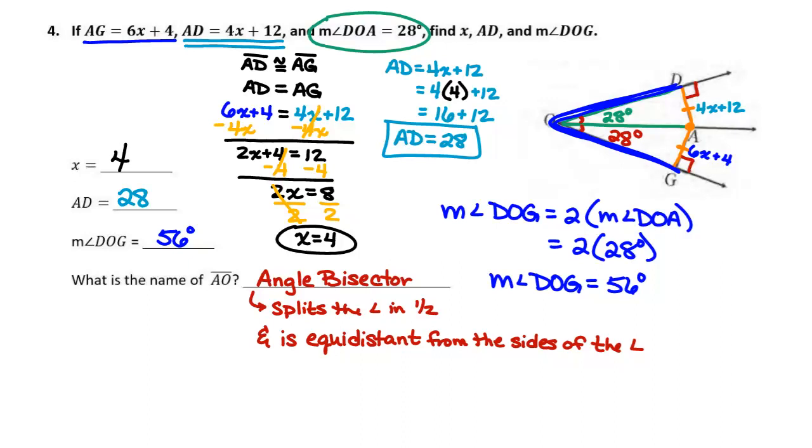Wonderful work. You had to recognize from the information they gave you and from the way the picture was marked up that OA was an angle bisector in order to be able to move forward with this problem. Angle bisectors cut the angle in half, and every point on an angle bisector is going to be equidistant from the sides of the angle. That's how I knew that we could set 4x plus 12 equal to 6x plus 4. It's how I knew that if the top angle was 28, the bottom angle was 28. This all came from knowing that AO was an angle bisector.